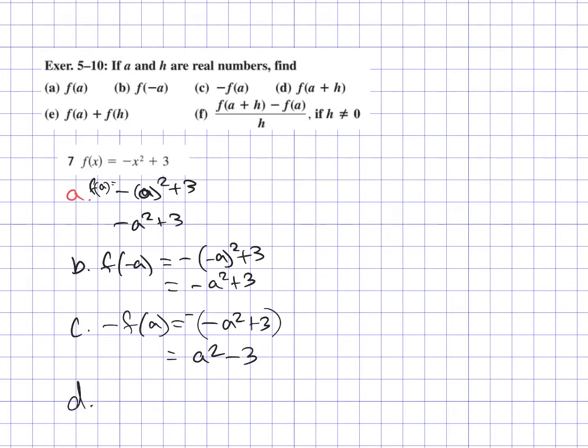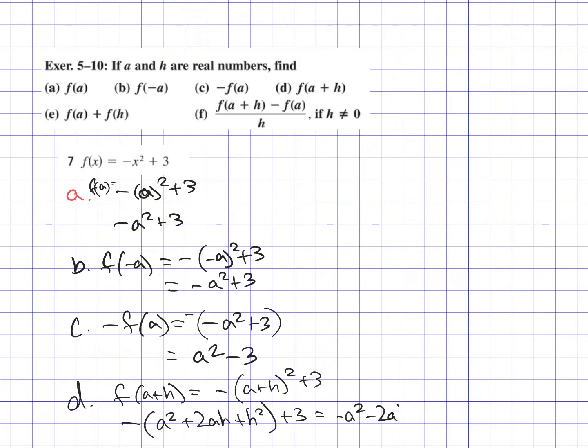And then part D is f of a plus h. So we have negative a plus h squared plus 3. So that's a binomial squared. So you're going to get the a plus h times the a plus h. So you get a negative a squared plus 2ah plus h squared plus 3. And that is negative a squared minus 2ah minus h squared plus 3.